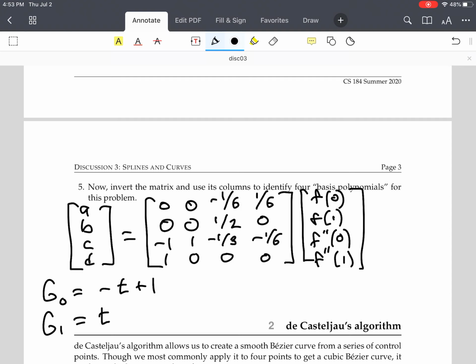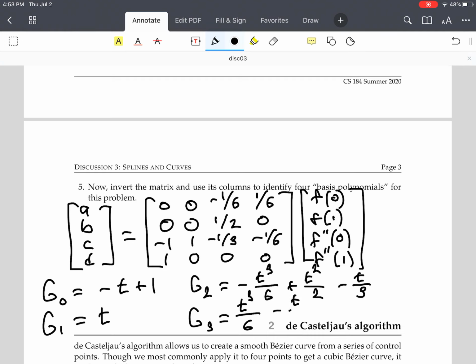Pretty straightforward. Now we look at this third column, so G2 is equal to, now we have some actual numbers. So it's going to be t cubed over 6, that's the first one, plus t squared over 2 minus t over 3, right? And then the last one is 0, so there's no constant in this case. And then let's go ahead and look at the last column. So that's going to be t cubed once again over 6, not negative, and then 0, and then minus t over 6. Okay, so there we go.